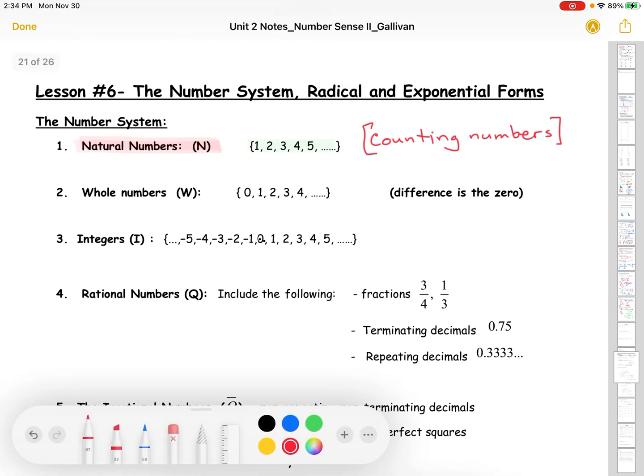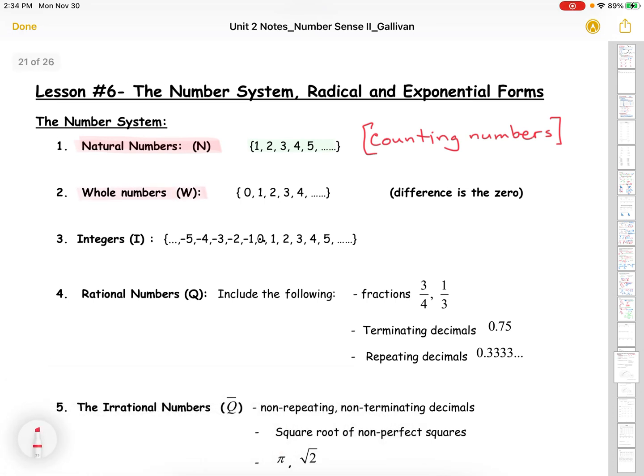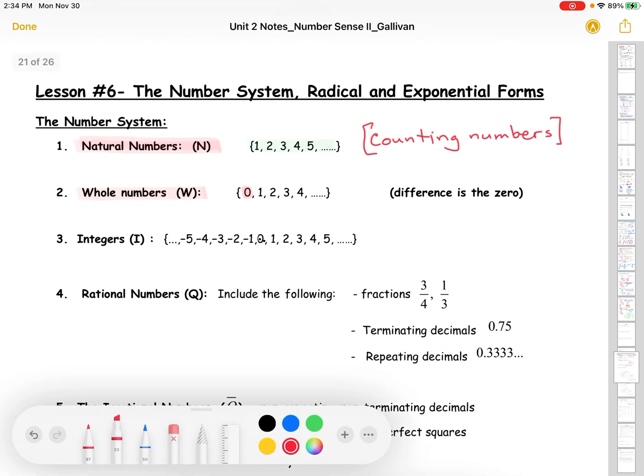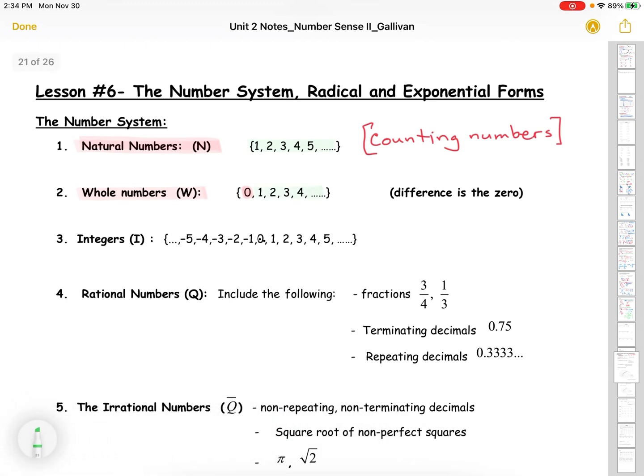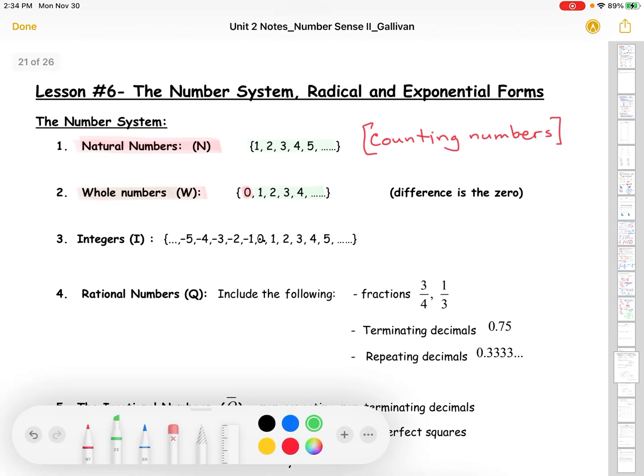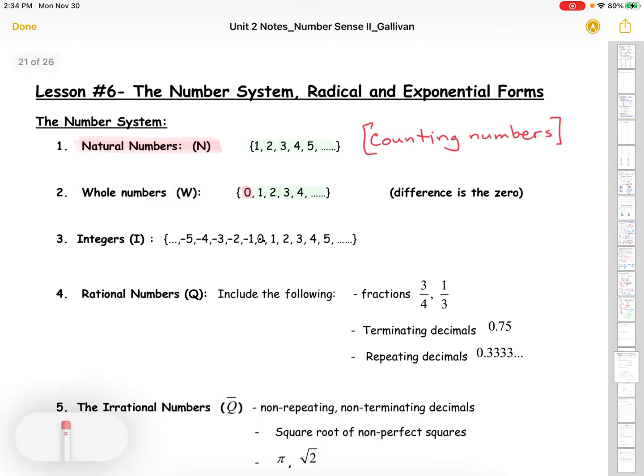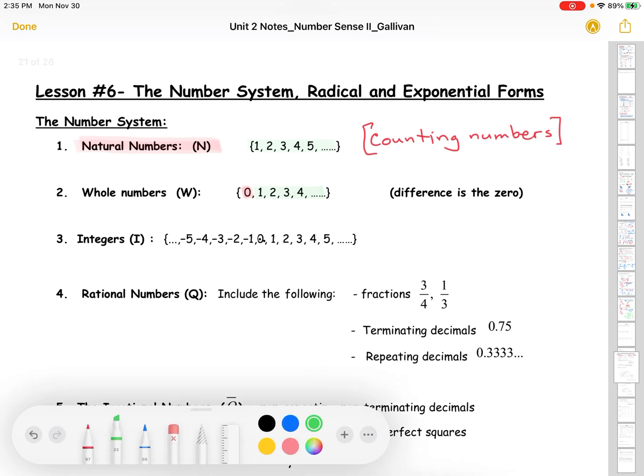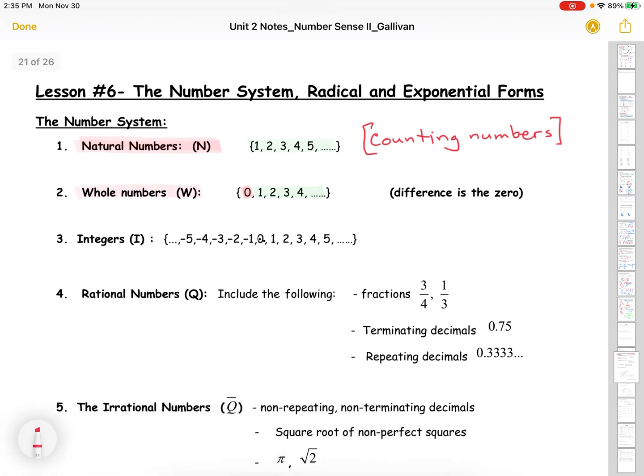Now, when we add 0 to that equation, we then have our whole numbers. So our whole numbers are the counting numbers plus 0. So the only difference between counting numbers and whole numbers is that we incorporate 0 into that configuration. And we've been using those for probably not much longer than we've been using counting numbers, because we're pretty familiar with whole numbers as well.